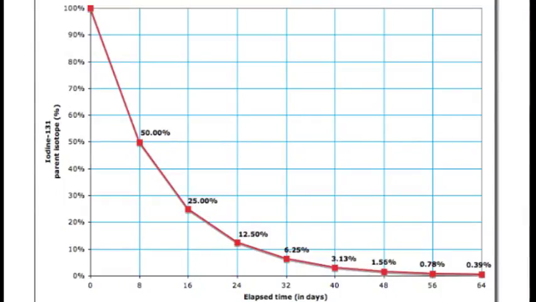As an example, iodine-131 has a half-life of 8 days. This means that for any given sample, the rate of decay halves every 8 days, regardless of how many atoms there are in the sample. Half of them will have decayed in the first 8 days. Over the next 8 days, half of what was left will have decayed, and over the next 8 days, half of what was left again, and so on.